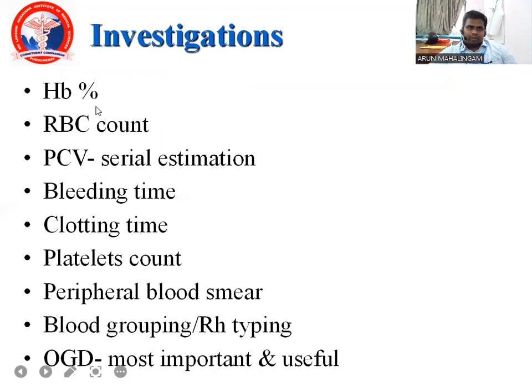Investigations: basic investigations of hemoglobin percentage and RBC count, packed cell volume, bleeding and clotting time, platelet count, peripheral blood smear, blood grouping and Rh typing. OGD is the most important and useful. And sometimes the patient can also go for thromboelastography, which states the acute bleeding profile of the patient.